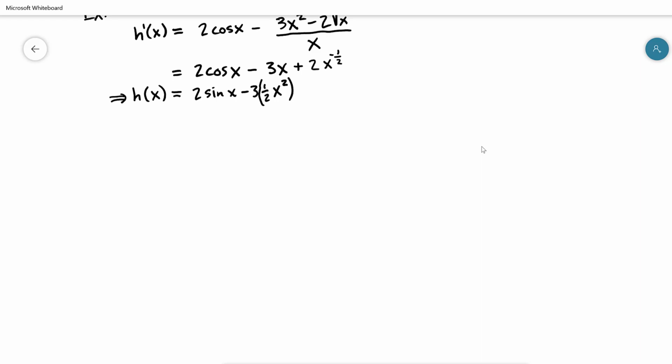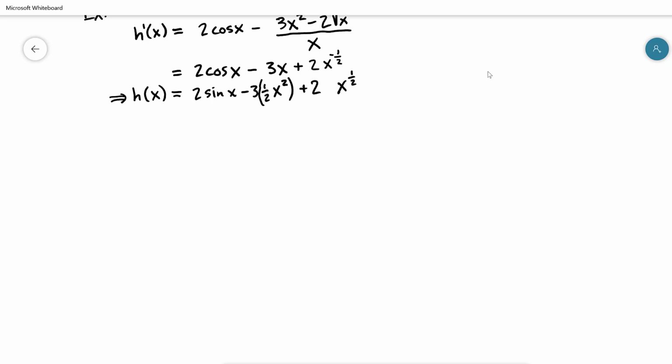Similarly, for this piece, I'll have my plus 2. I'm going to have x to some power. The power should be 1 greater than the current power. So if it's negative 1/2 here, the power here should be positive 1/2. But when I take the derivative of this, I'll get a 1/2 x to the negative 1/2. I don't want that 1/2. So I've got to undo that 1/2 with a factor of 2.